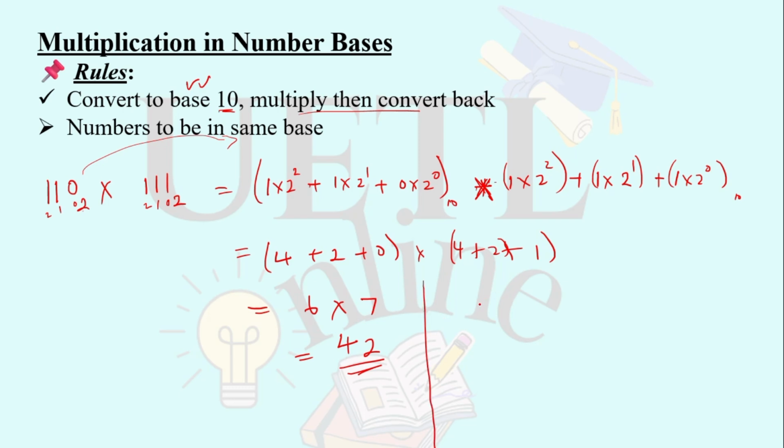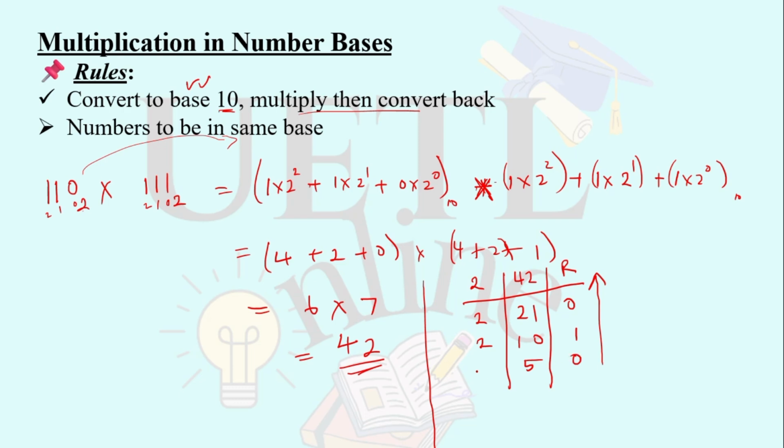Converting a number from base 10 to base 2 is very easy. We just write the number 42 here, then we write the remainder here, then we write the number 2. We count our remainders in this direction. 2 into 42 is 21, remainder 0. Then 2 into 21 is 10, remainder 1. Then 2 into 10 is 5, remainder 0. Then 2 into 5 is 2, remainder 1. Then 2 into 2 is 1, remainder 0. Then 2 into 1 is 0, remainder 1.